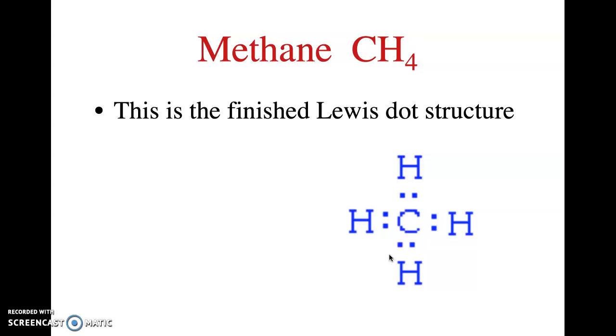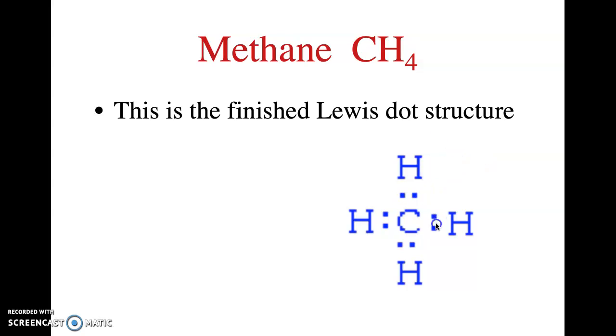Methane, here's a finished Lewis dot structure. You got methane, which is carbon. If you notice, carbon had 4 dots around it, which means that it needed 4, so it could have 4 bonds. Carbon by itself would have 1, 2, 3, 4 dots. It would have 4 open sites, so it would bond 4 times. And so what you see is an H, 1H, 2H, 3H, 4H, bonding to it to complete the octet.